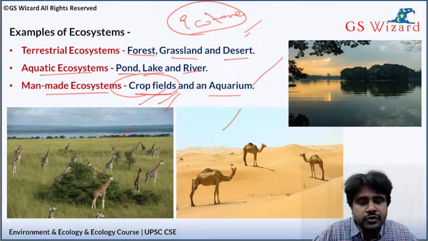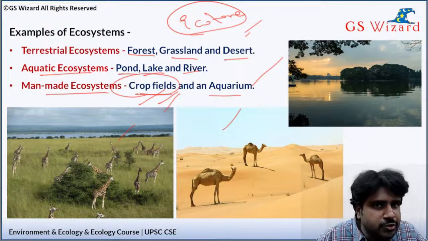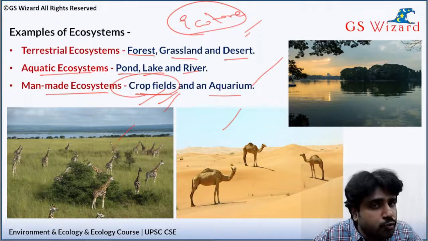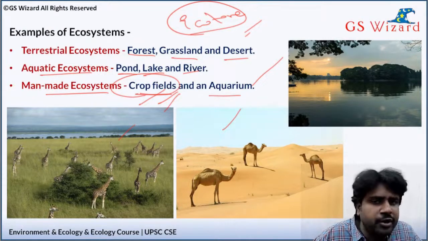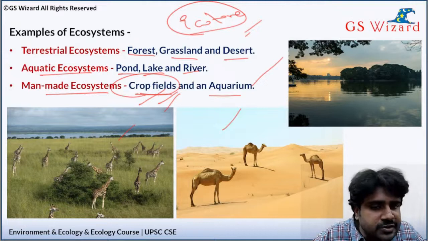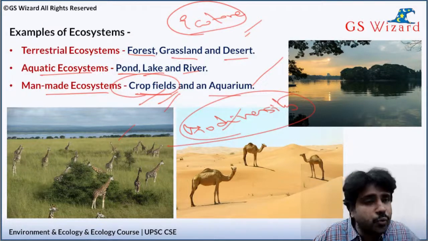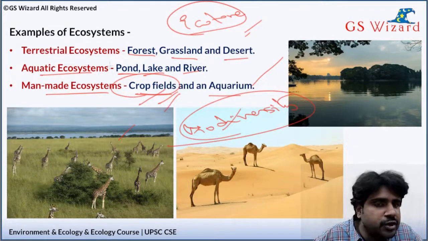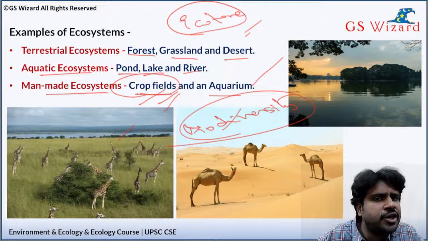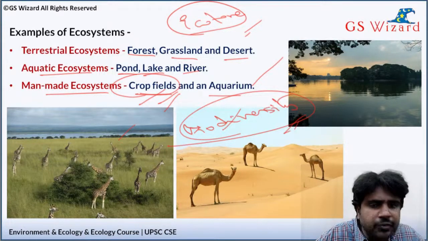And also there is one thing which is very important. I just want to give you a small introduction to that concept now. There is one more very, very important difference between natural ecosystems and man-made ecosystems. That is, in man-made ecosystems, biodiversity is very less. But in natural ecosystems, biodiversity is huge. Now, what do you mean by biodiversity? We have a separate chapter for this.